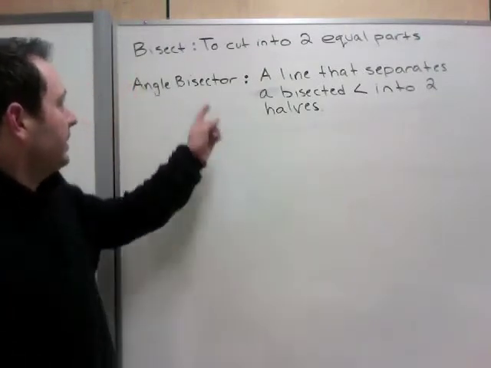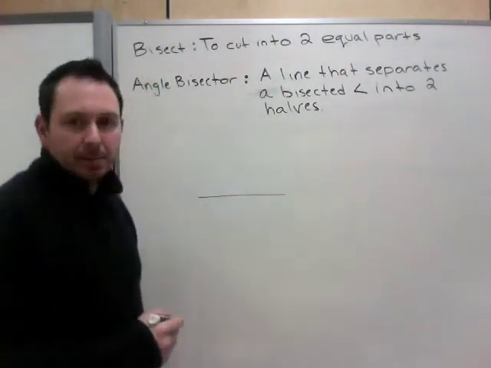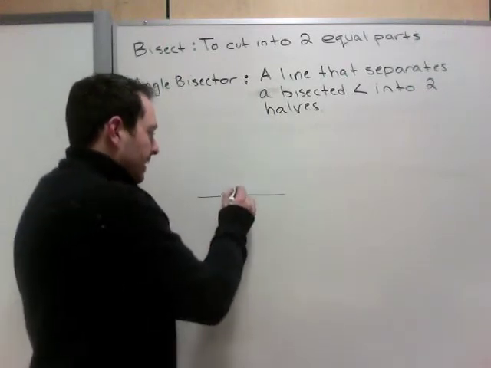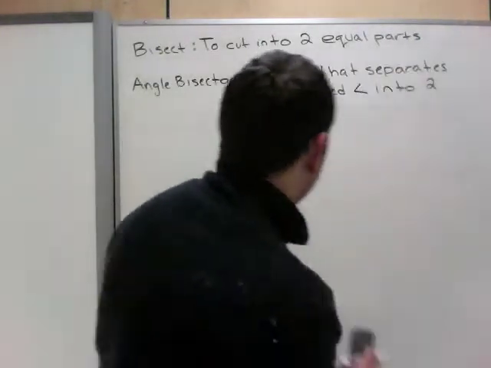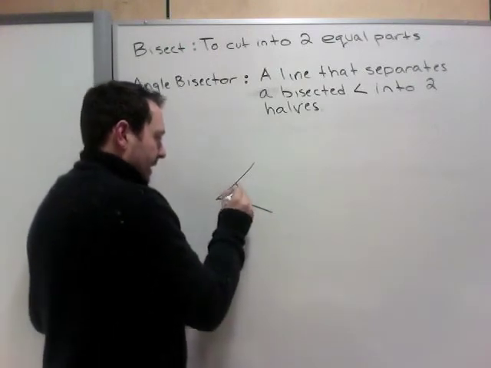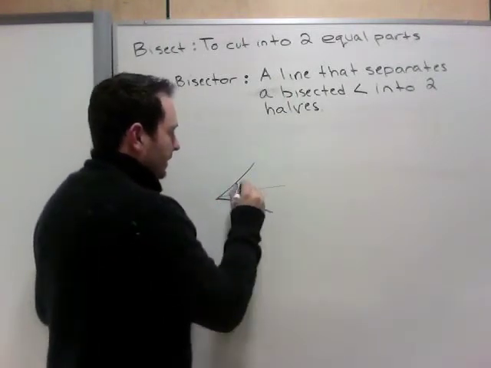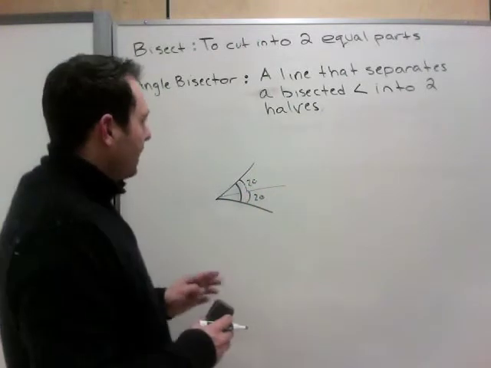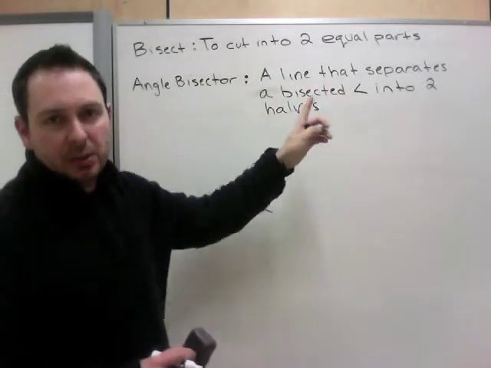First, let's look at what bisect means. Bisect means to cut into two equal parts. So if you had a line and you had to bisect it, you'd measure it, divide by 2, cut it in half, and this is being bisected now by this other line. So bisect means to be cut in half. So if you had an angle like this, and let's say it was 40 degrees, to bisect it would be to cut it into two 20-degree pieces. And now an angle bisector is a line that separates a bisected angle into its two halves.